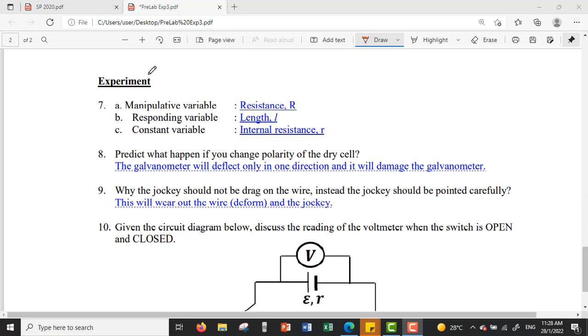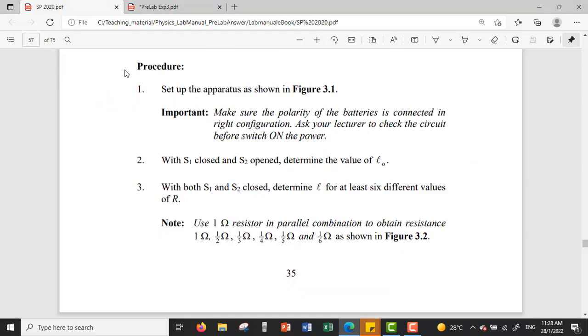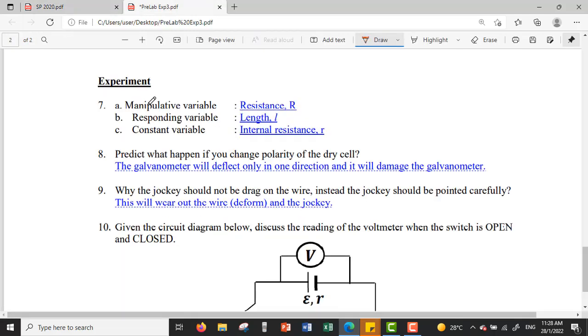So now we proceed to the experiment part, question 7. If we refer to procedure 3, we need to determine L for at least 6 different values of R. So the manipulative variable will be the resistance R. The responding variable will be the balance length L. The constant variable throughout the experiment will be the internal resistance r of the dry cell we use.